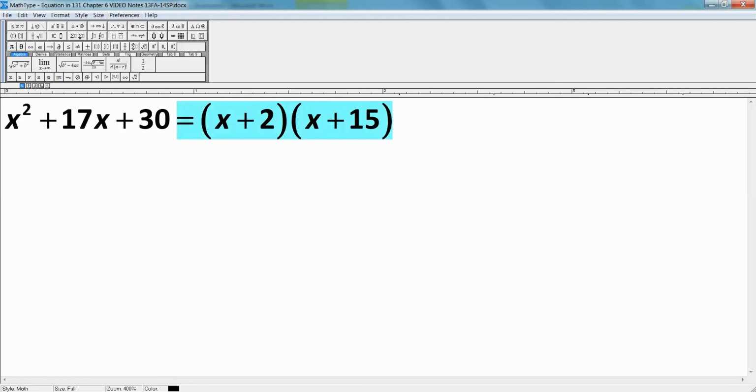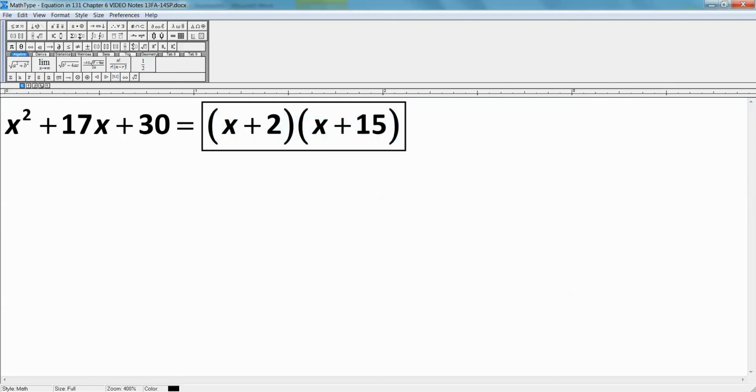And you can always check yourself by FOILing. That's why it's so important that you know how to FOIL, right? Distribute, whichever way you like to say it. You can FOIL this out. X times x is x squared. Outers would be 15x. Inners would be 2x. 15x plus 2x makes 17x. Multiplying 2 times 15 makes 30. There's your lasts.